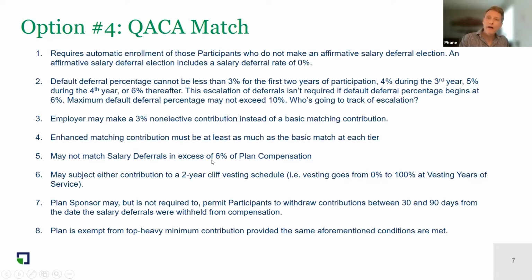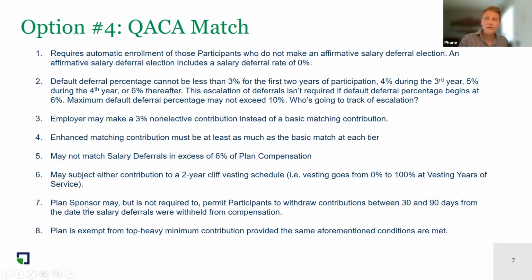Now, unlike the other safe harbor methods, the 3% non-elective, the basic match, and the enhanced match, the QACA match you may subject to a vesting schedule. It's called a 2-year cliff schedule, meaning it goes from 0% to 100% at 2 years of vesting service, okay? It's the only safe harbor that has a vesting schedule attached to it, okay?